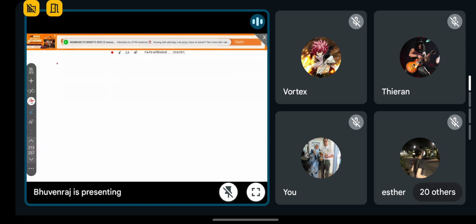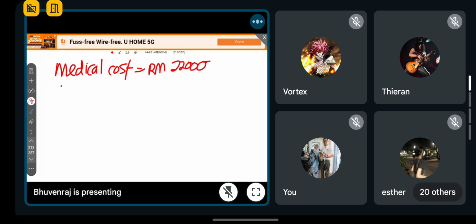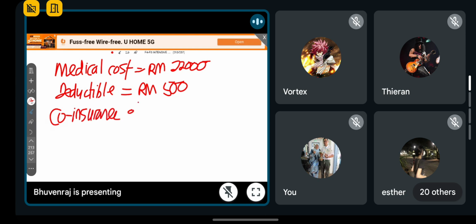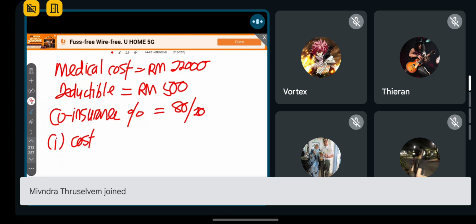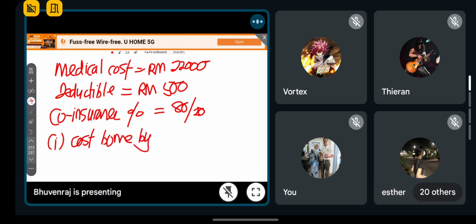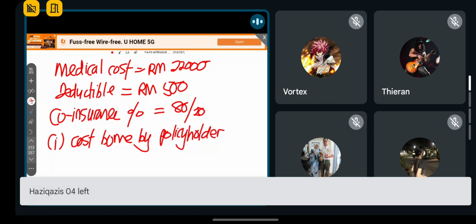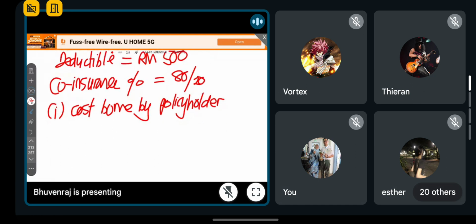Okay. So this one, mereka akan bagi kamu senario macam ni. Mereka akan bagi tahu kos perubatan kat kamu. They'll give you a medical cost. Contoh lah, 22,000. Mereka akan bagi deductible kat kamu. RM500. Dan mereka akan bagi tahu percentage peratus co-insurance tu adalah katakan 80-20. Okay, 80-20. Okay, so now first question mereka akan suruh tanya apa kos yang dibayar by policy holder, pemegang policy. They'll ask you to count. Kira jumlah kos yang perlu dibayar oleh pemegang policy.